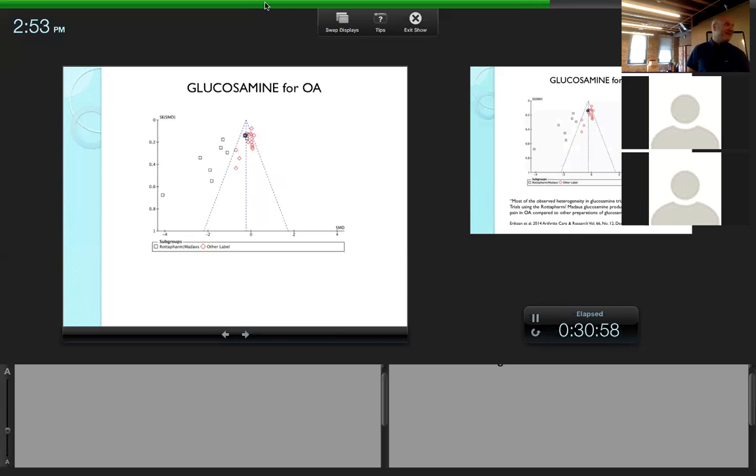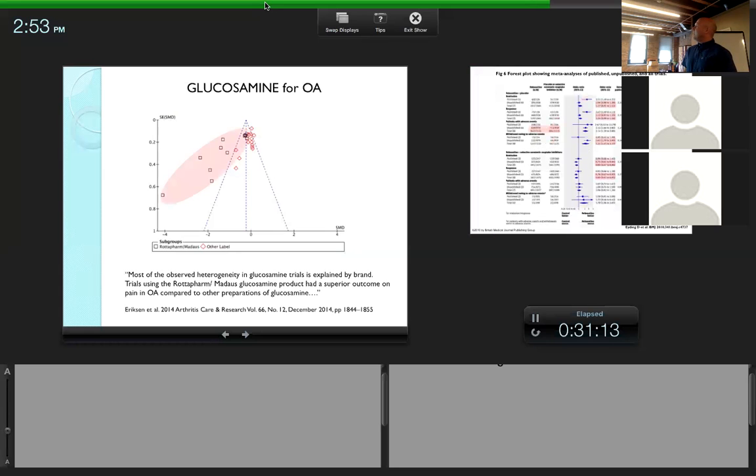Yeah, well, yeah, maybe. But what's interesting here is, first of all, we have a tiny standardized mean difference. It's tiny, right? And that's including all of these studies. It's teeny tiny. And then we have this strange situation where studies of this Rotterdam-Madhouse glucosamine product really skew in one direction. They're not spreading out as they get less precise. They're going in very much one direction.